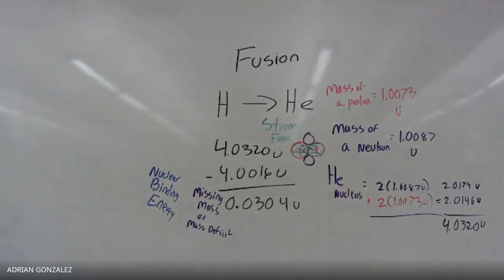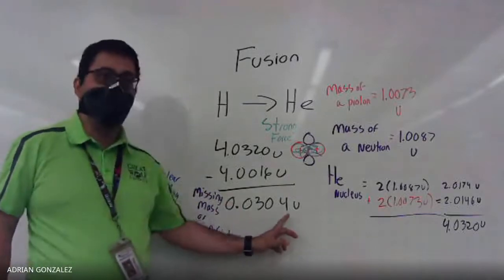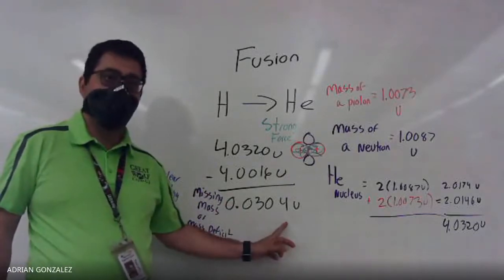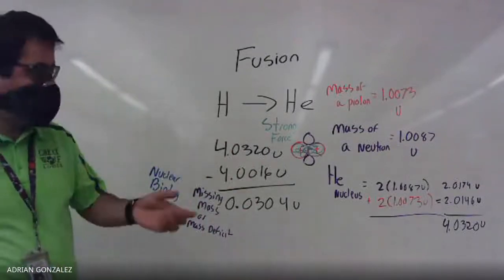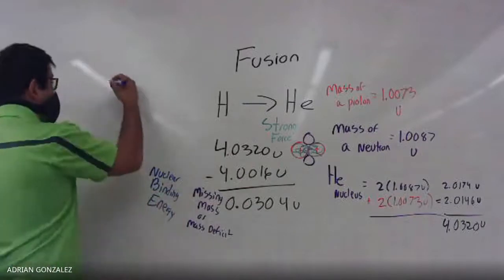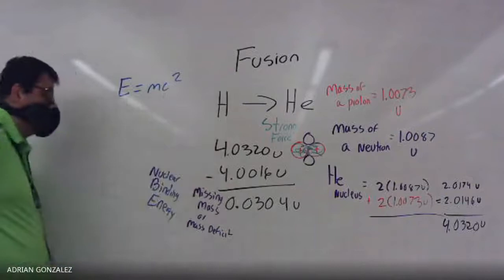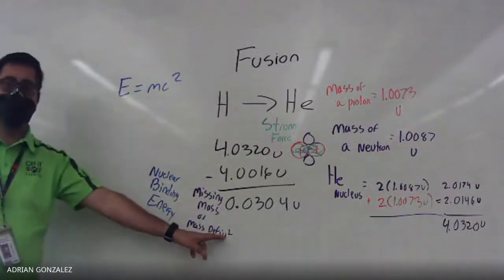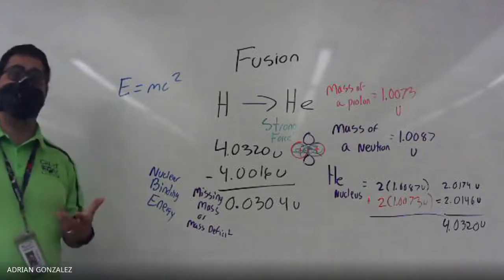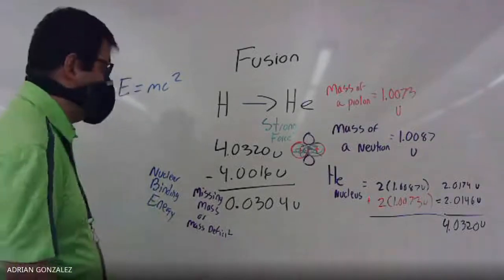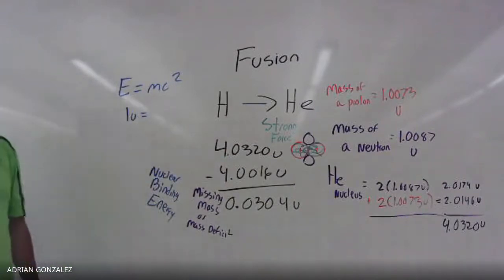Now, how do I do that? I do that very simply. I have this much missing mass. I can figure out exactly how much energy I have by doing what? Well, I could do E equals mc squared, convert that to kilograms, multiply it out. But the easier thing to do, since I am talking about a nucleus, is to go, well, I know 1 U equals how many mega electron volts?